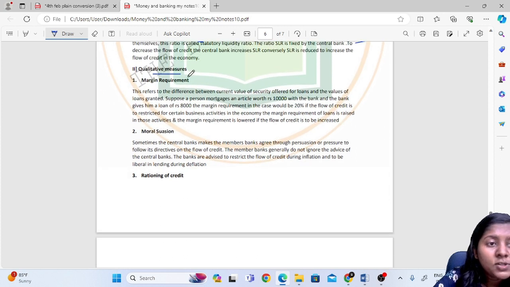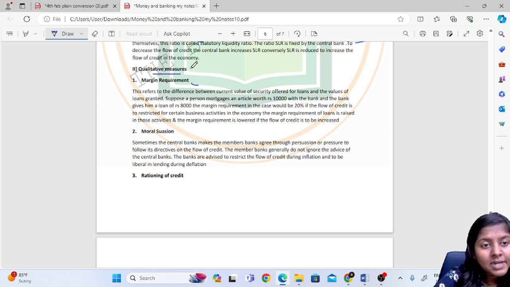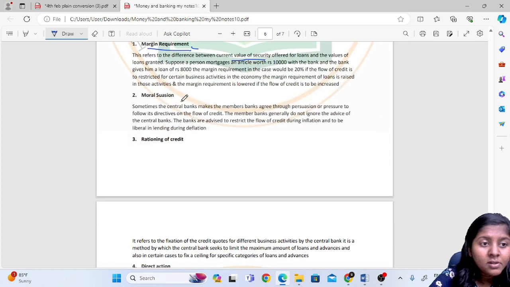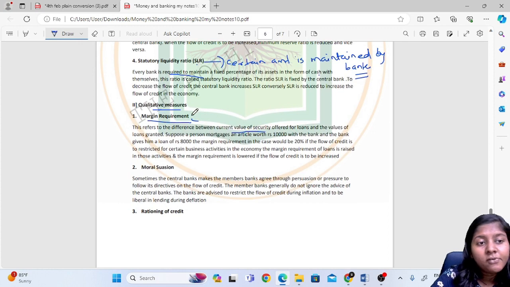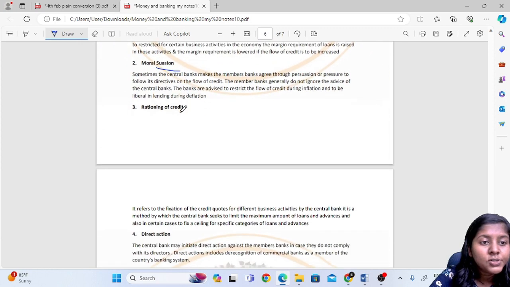Then we'll see the qualitative measures, like margin requirement. Here we have to understand that this is the difference between the current value of security offered for loans and the value of the loan which is granted. So this is a margin requirement. This can come as an MCQ type of question, or they can ask which are the different qualitative measures of monetary policy.